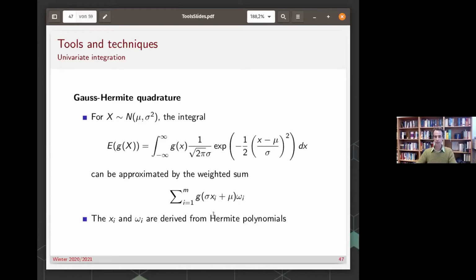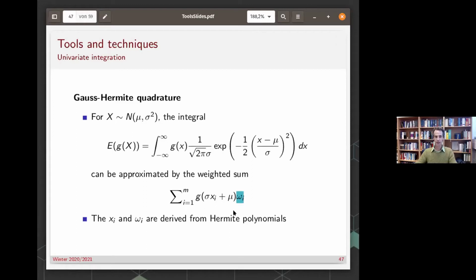This algorithm will provide us with a number of points. We decide how many points, but say 5 or 10 points are usually sufficient. We evaluate the function g of X at these points, plus the weights. We have to rescale and shift them if it's not a standard normal distribution, but that's easily done. We evaluate the function at these points and weigh them by the weights, which are also provided by the algorithm that gives us the points.